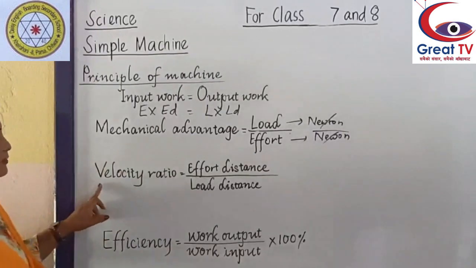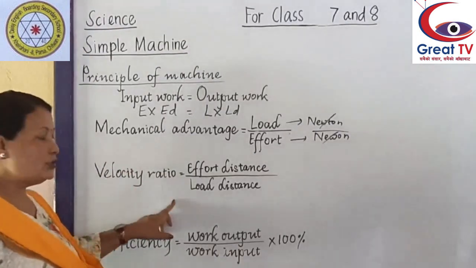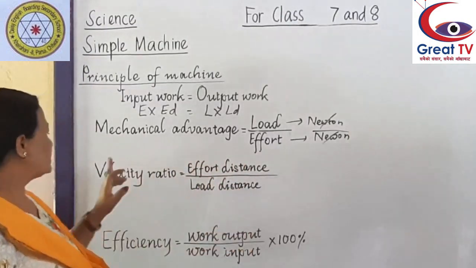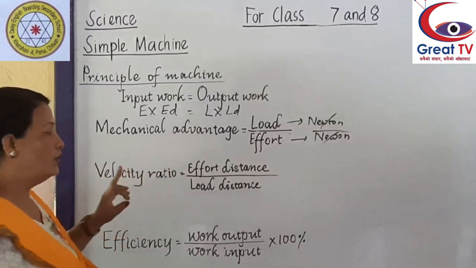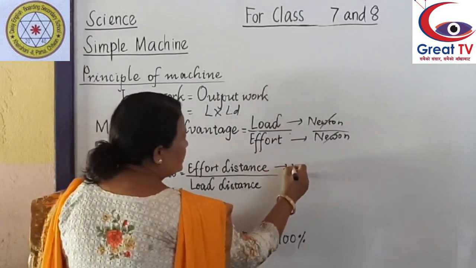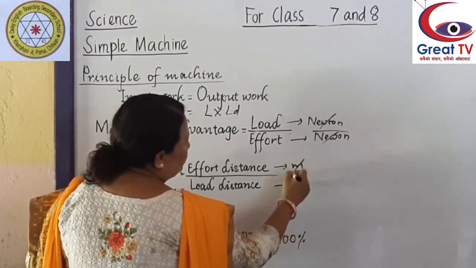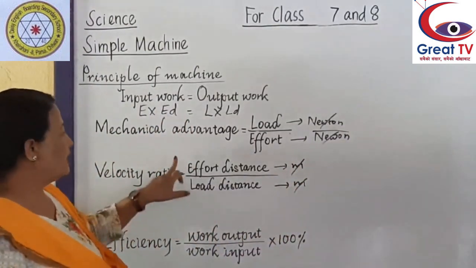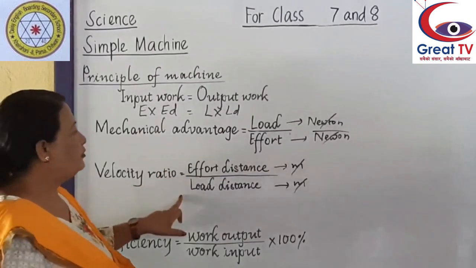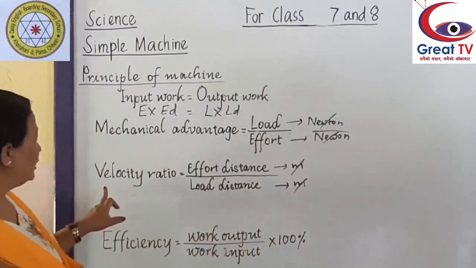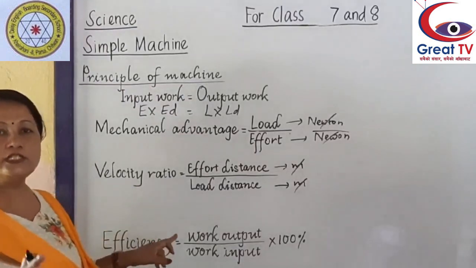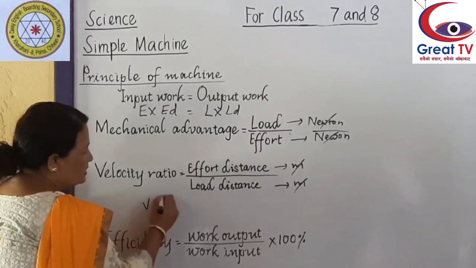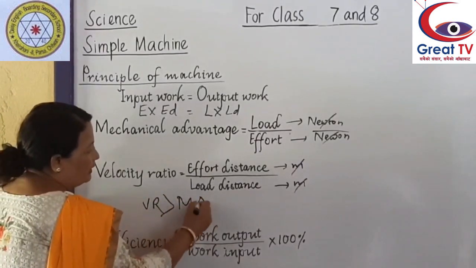Now the next topic is velocity ratio. The ratio of effort distance to load distance in a machine is called velocity ratio. The unit of distance is meter, so velocity ratio also has no unit because it is the ratio of two distances. Velocity ratio does not depend on friction. So the value of velocity ratio is greater than mechanical advantage.